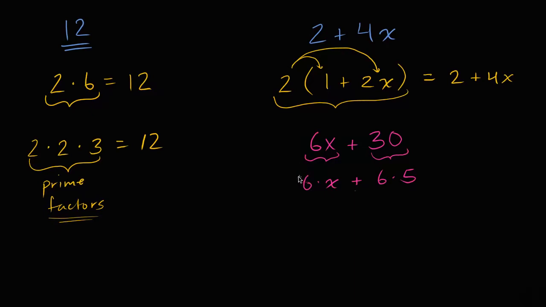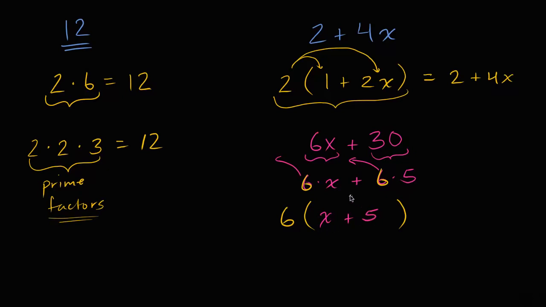Essentially, this is the reverse of the distributive property. So I am essentially undoing the distributive property, taking out the 6. So if you take out the 6, you end up with 6 times, an x, and plus 5. So 6x plus 30, if you factor it, we could write it as 6 times x plus 5. And you can verify with the distributive property, if you distribute this 6, you get 6x plus 5 times 6, or 6x plus 30.